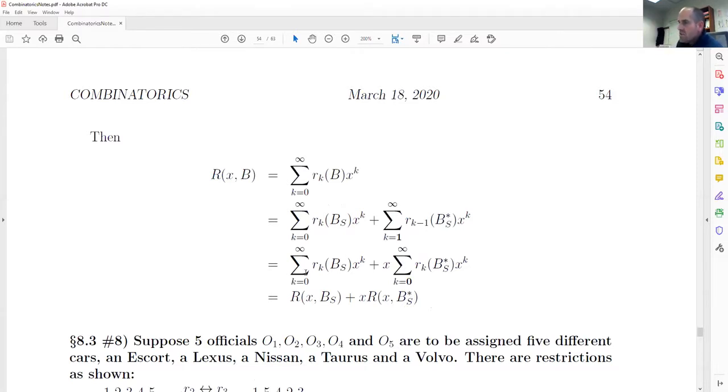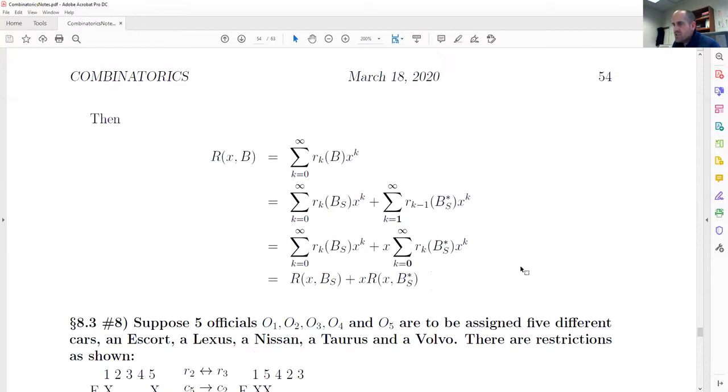What is this first summand? That's just the rook polynomial for B sub S. And what's this second summand? This is x times the rook polynomial for B sub S star. And there it is. That's the general relationship between the original rook polynomial and the rook polynomials where we have focused in on some square that subdivides the board. Once we've done that, it makes things much easier.